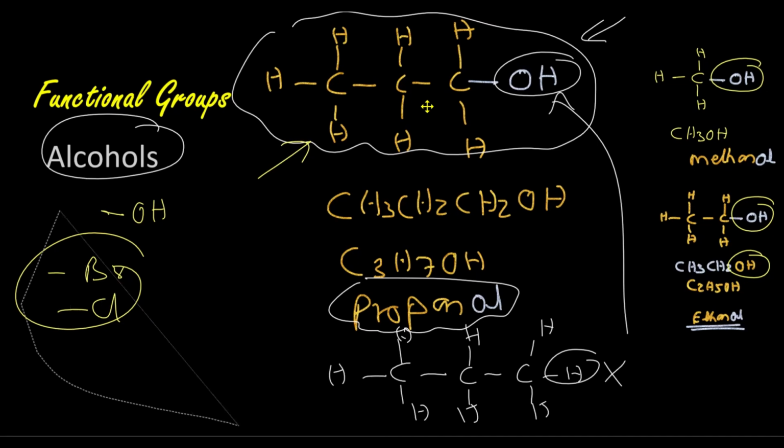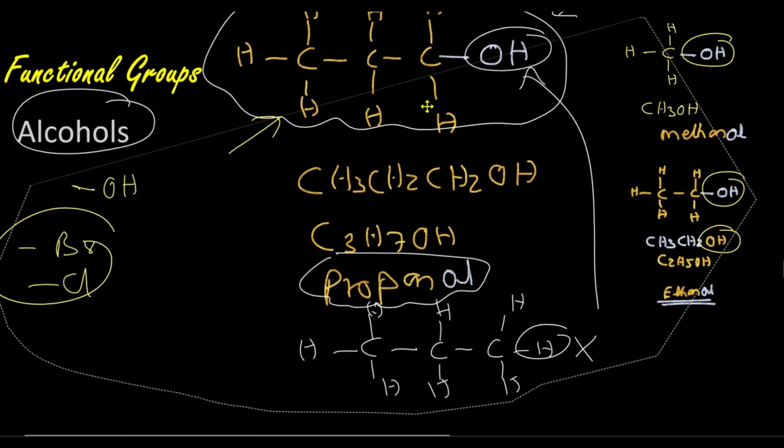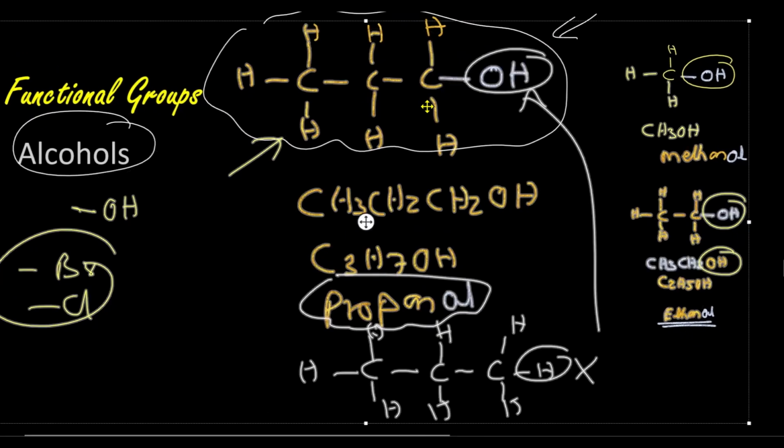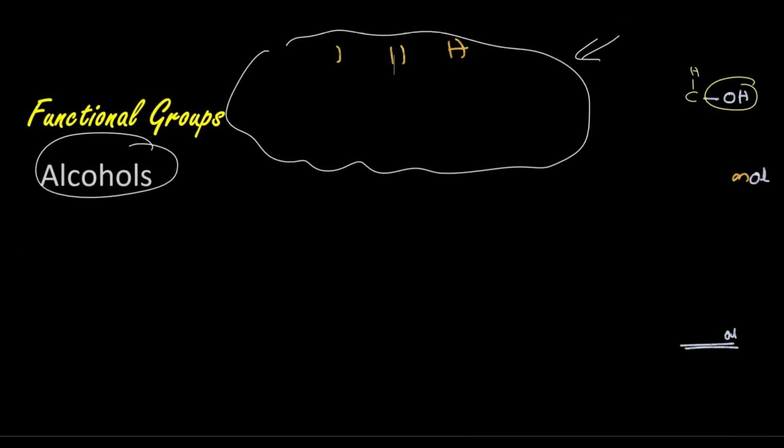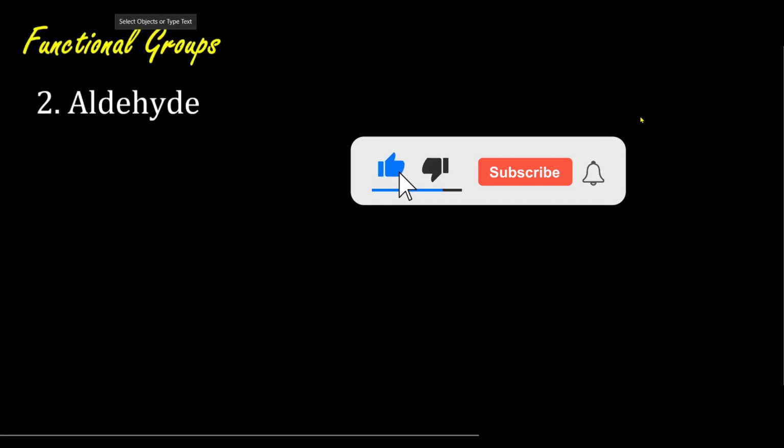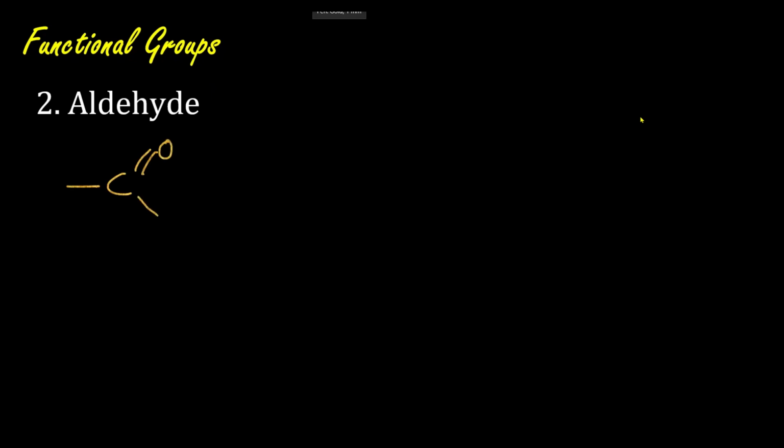Now we'll do more examples of the functional group, and then we'll come down to the definition and the other characteristics of a functional group. Next I'm going to take aldehyde. The next functional group which we are going to study is aldehyde, with its formula C double bond O single bond H. You should remember this carbon includes the carbon present in the carbon chain.